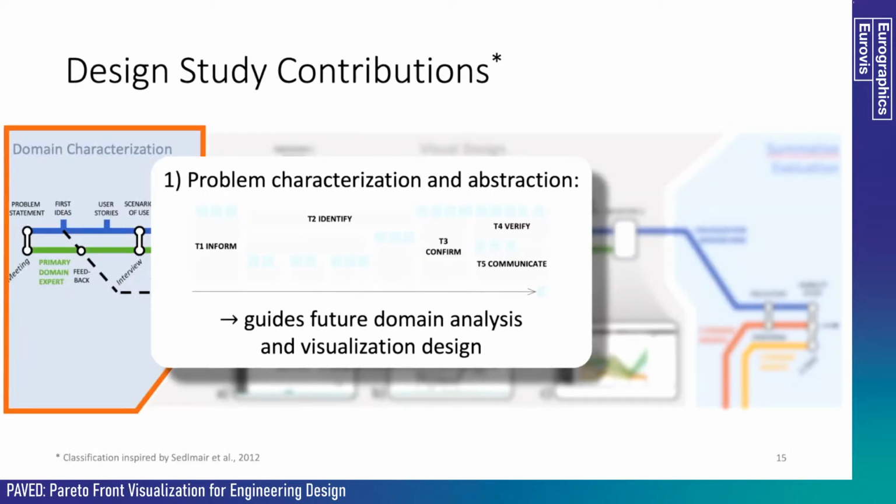So we have this task abstraction that resulted from studying the domain expert's workflow and needs related to making a multi-attribute choice. And this abstraction might be useful to others in that it generalizes to other decision-making scenarios and might guide the domain characterization and visualization design there too. In particular, it might serve as a reference abstraction for a decision-making process to which other visualization researchers can compare the workflows of their domain experts.